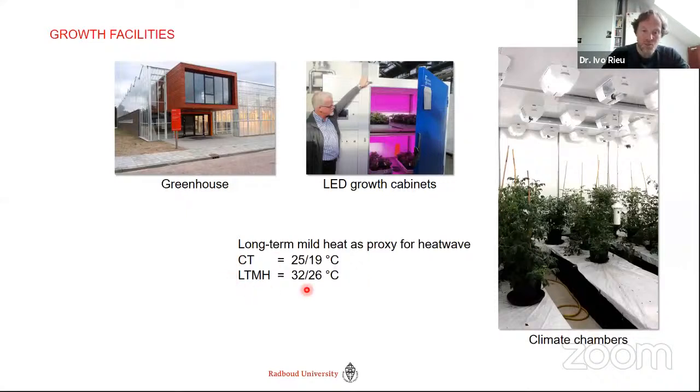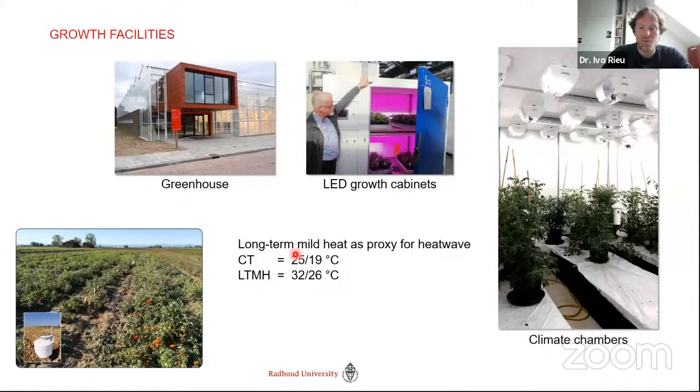I'll come back later to whether using long-term mild heat is actually a good choice if you want to target heat waves in a field situation, because heat waves are, of course, not a block temperature of exactly 32 during the whole day and 26 during the whole night. There's a profile in the field. I can come back to that because more lately we've not only been doing experiments in controlled environments, but also took our plants to the fields in Spain and Italy in this case, and soon we will also be doing experiments in Turkey. All places where you have heat waves during the flowering stage.